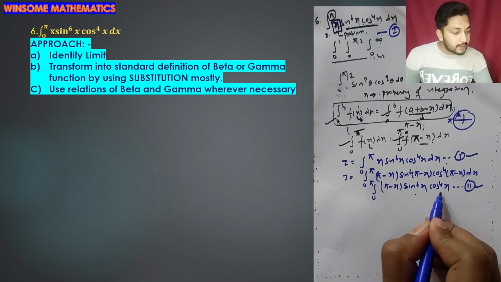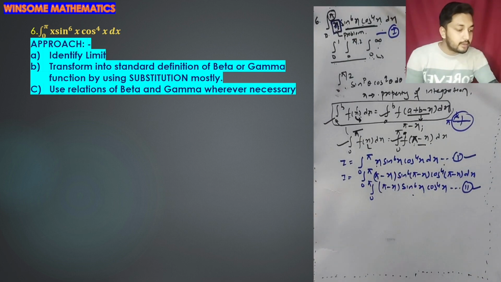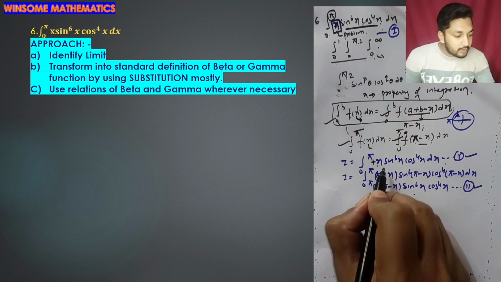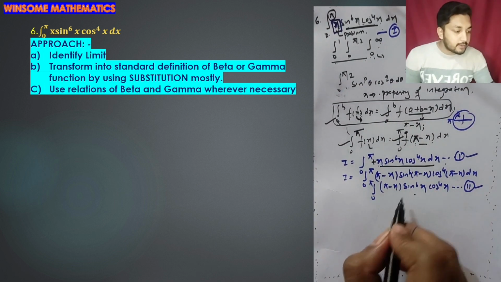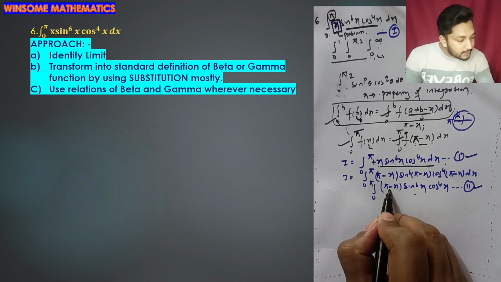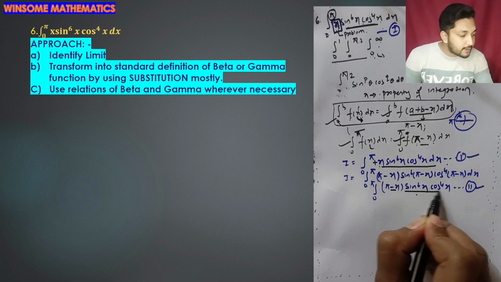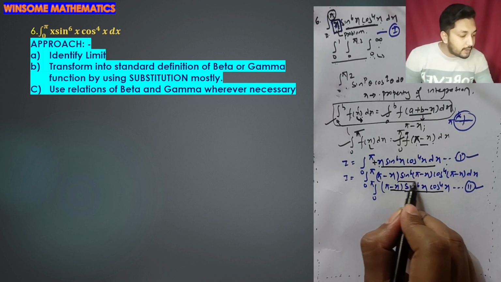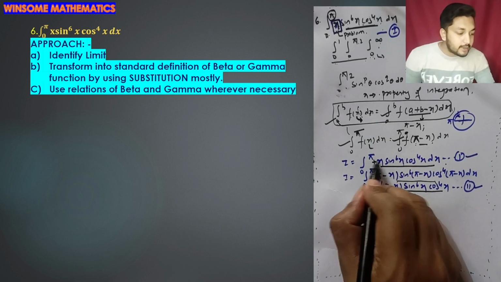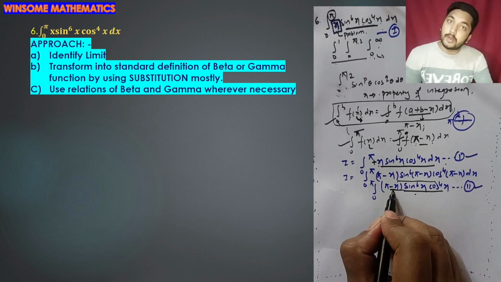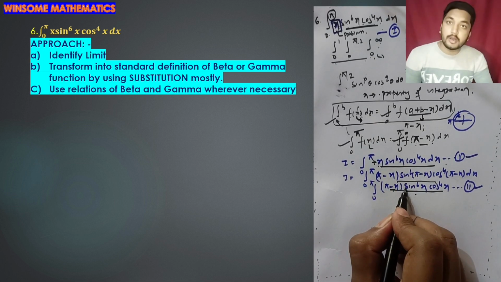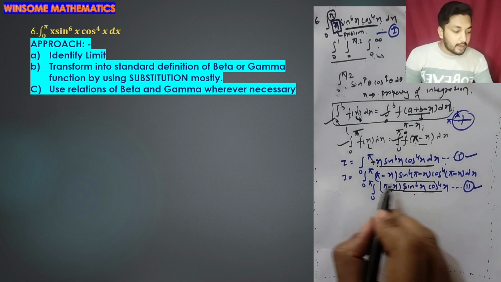This is our equation first and this is second. Here x is positive: x sine 6x cos 4x. Here x is negative: sine 6x cos 4x. But the term is multiplied here and also multiplied here. This is plus and this is minus. So when we add, this term will get cancelled. Clear?